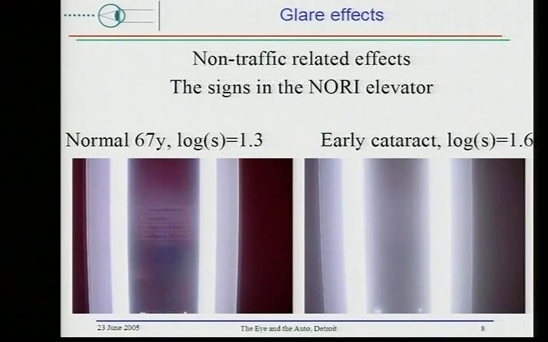But it's not only in traffic that we are handicapped by glare. These are the signs in the elevator of our institute, and again, these are real simulations based on the physics of the phenomenon. The normal 67-year-old eye with a certain normal amount of Straylight already has difficulty seeing the signs in the elevator, but in early cataract, visibility is lost completely.